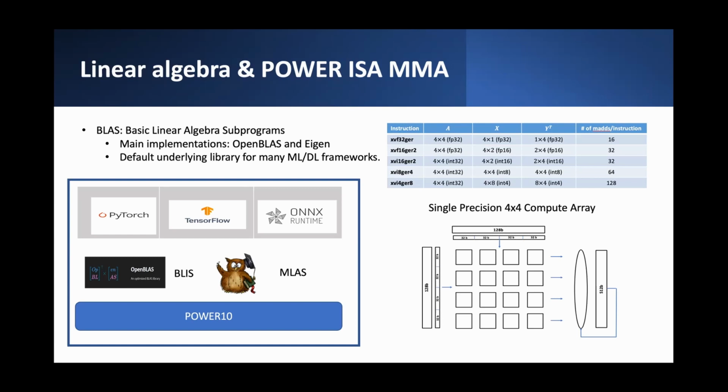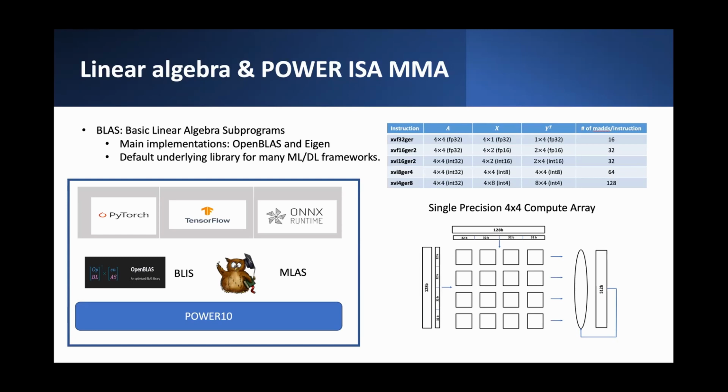On the blue box here on the left-hand side, this is a simple stack where we have POWER10 hardware at the bottom, and then there are different sets of linear algebra libraries that can be installed on the Linux system. Some of them are OpenBLAS, BLIS, Eigen, and MLAS. MLAS stands for Microsoft Linear Algebra Subprograms, and that is used in ONNX Runtime. Above that layer, we have the frameworks: PyTorch, TensorFlow, and ONNX Runtime. These are different AI frameworks that make use of the underlying library implementations.